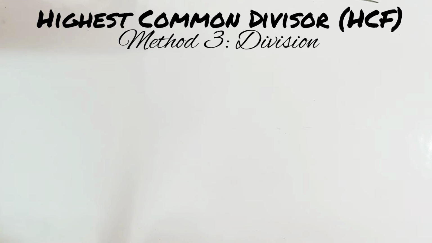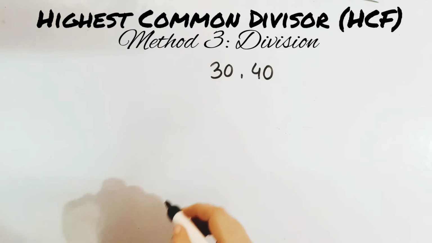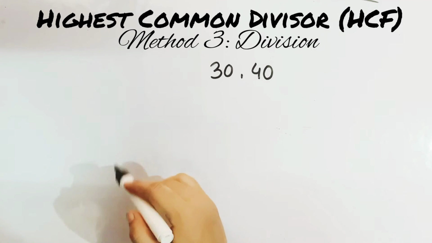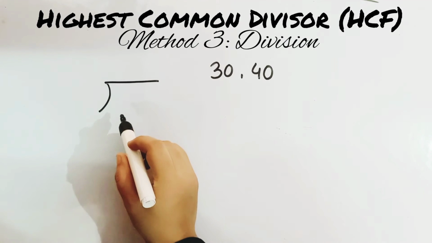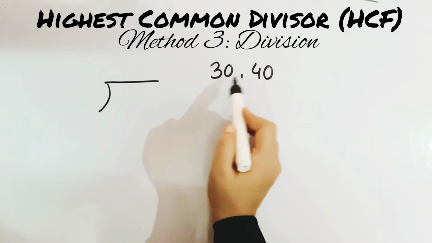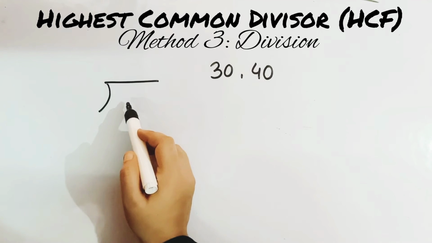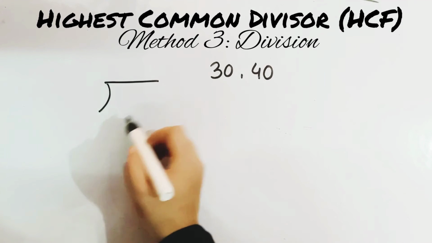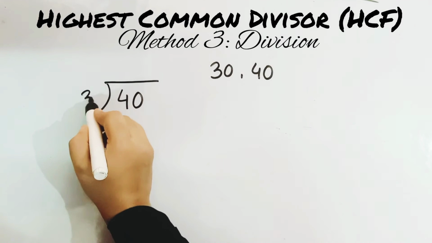Now the last and third method to find the HCF is the division method. Let's see how it works. We will take the same example of 30 and 40 again. In this method, first we write down these two numbers in the division format. You all know the division format, yes, this. Here the bigger number of the two goes inside, that is, it will be the dividend, and the smaller number will be the divisor. So here 40 is the bigger number, so we write 40 as dividend and 30 as divisor.